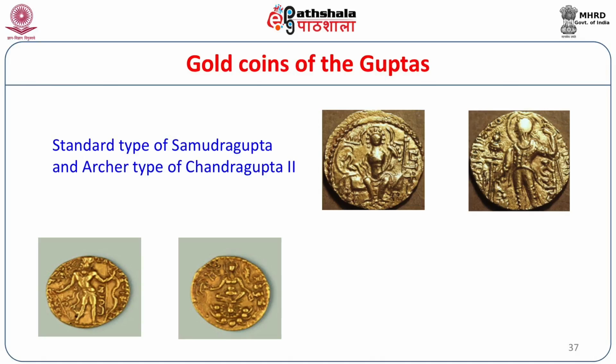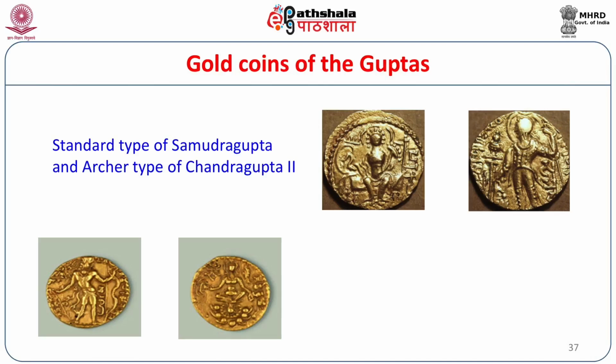The Garuda standard is beside him, and the legend is in his name, Samudra. On the reverse side of the coin, we can find Lakshmi, seated Lakshmi, and this is called the standard type, since the king is holding a standard on the obverse of the coin. In the coin below, this is called the archer type of coin.